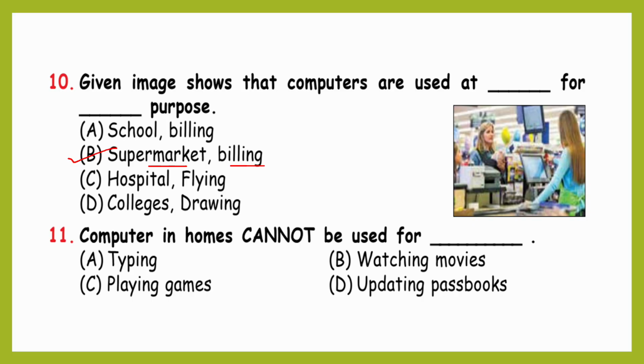Then next one. Computer in homes cannot be used for dash. Option A typing, option B watching movies, option C playing games, option D updating passbooks. Which is the correct answer? Option D updating passbooks. This is done in banks.